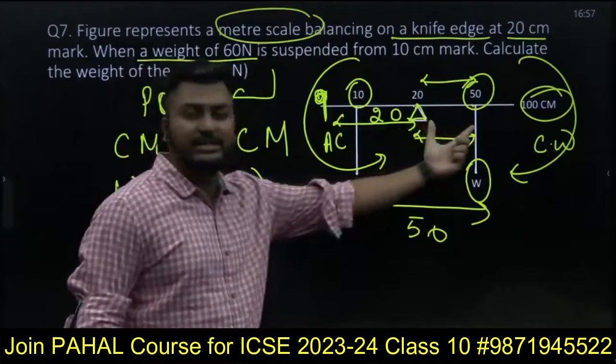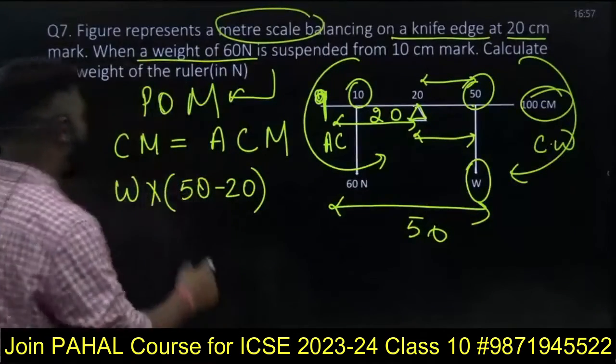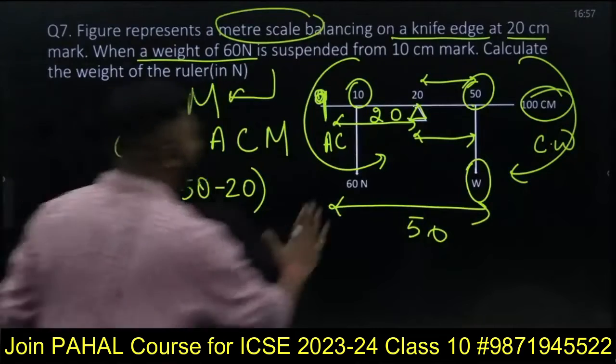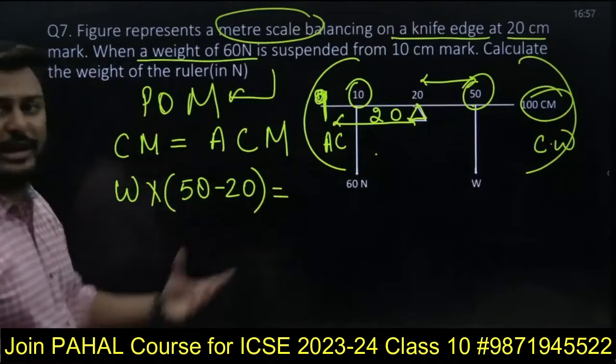So बीच का distance कितना आएगा? 50 में से 20 minus कर लो, you will get the बीच का distance, right? So this is 50 minus 20, okay? Fine. Now this is equal to what? This is equal to the anti-clockwise moment.